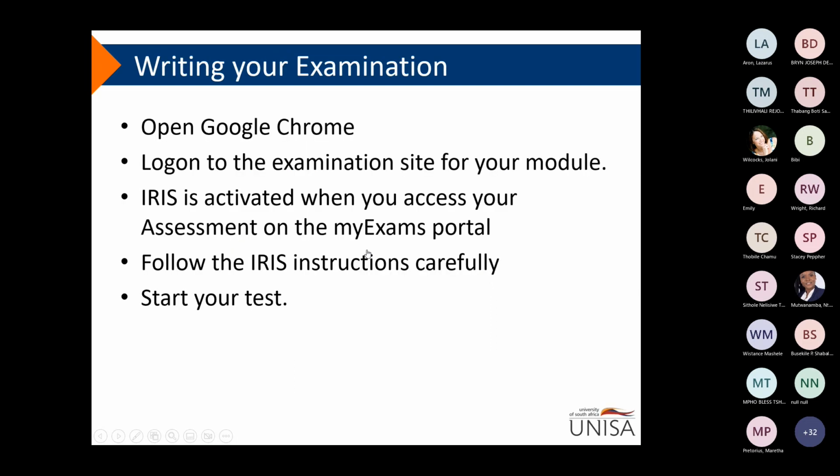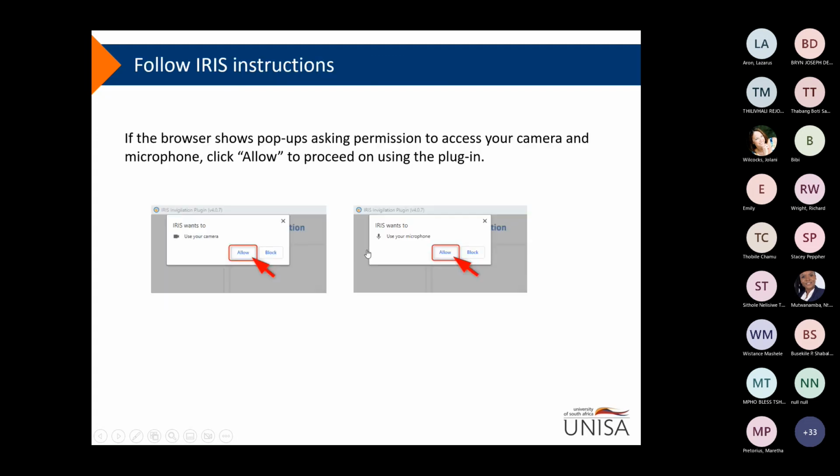When you are writing your examination or your test, you'll open your browser and log onto the examination site. As soon as you open the actual examination, Iris is activated. You will complete all the Iris instructions carefully, and then you start your test. At the end, Iris stops automatically at the end of the due time for your examination, and Iris will start uploading the last 10 minutes of the file that it has not uploaded as yet. It will upload and it will close by itself.